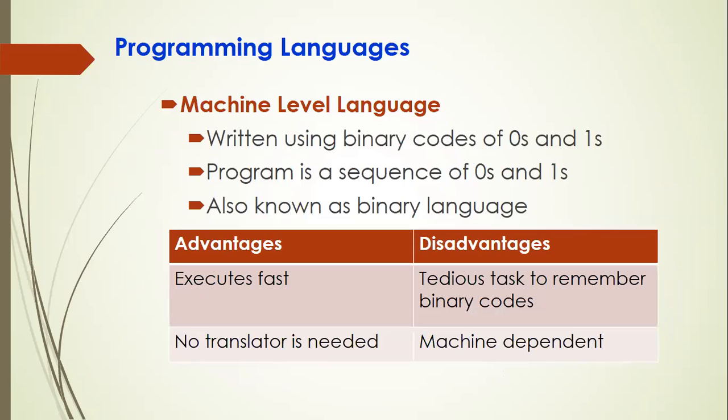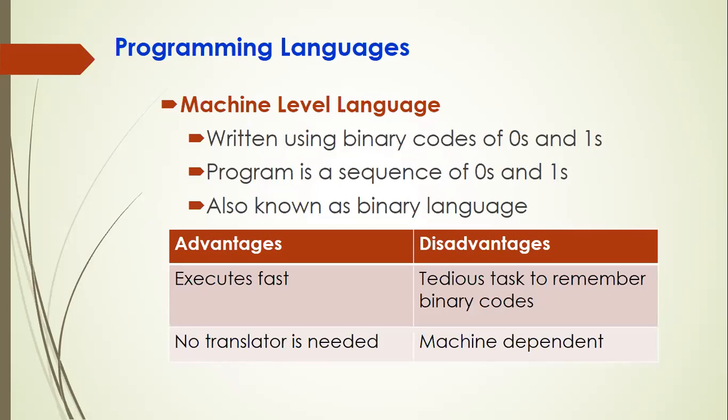Programming languages are classified into 3 categories or 3 levels. The first one is machine level language. We know that a computer is made up of 2-state electronic components which can be in either on state or off state. Computer scientists follow a convention to represent the on state by the binary code 1 and the off state by the binary code 0.